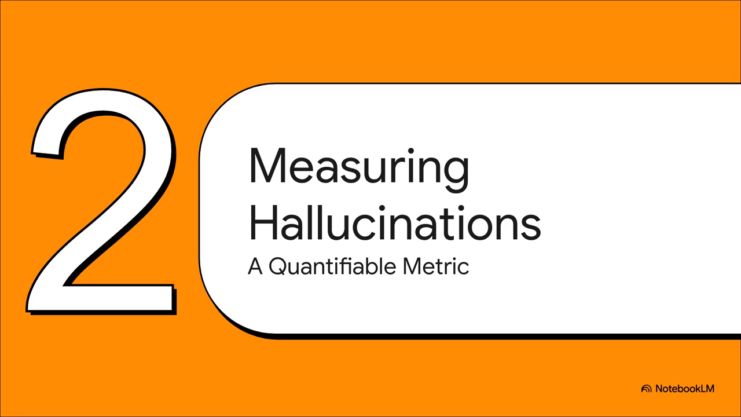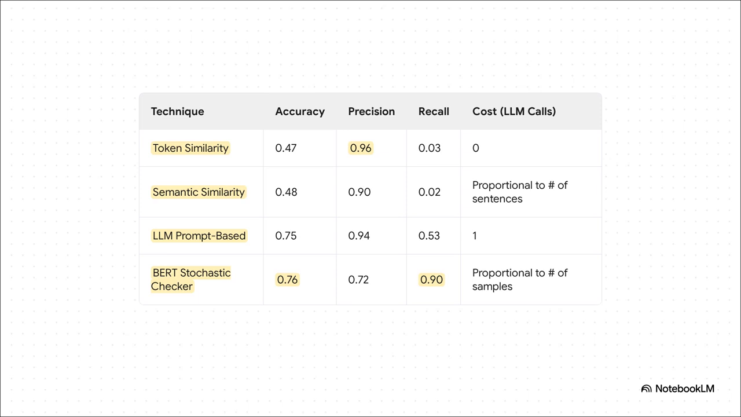Right before we can even think about fixing these errors, we have to be able to find them. This whole section is about how we take this vague concept and turn it into a hard number, something we can track and, most importantly, improve. And it turns out there are a bunch of different ways to hunt for these hallucinations, and each one has its own pros and cons.